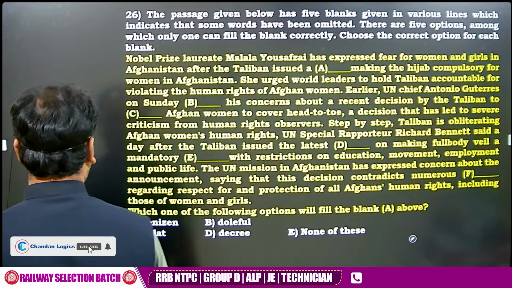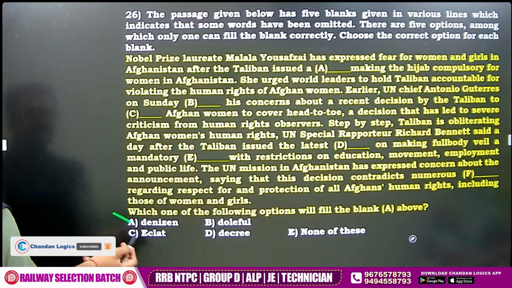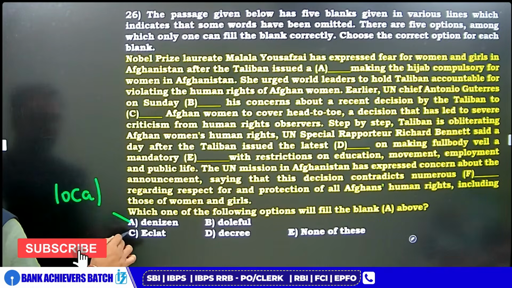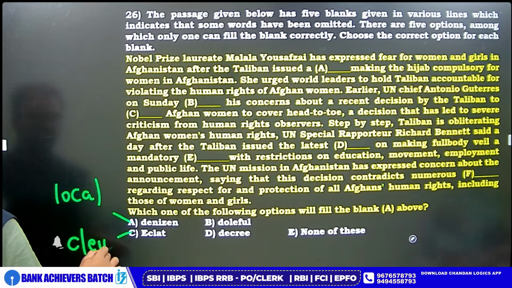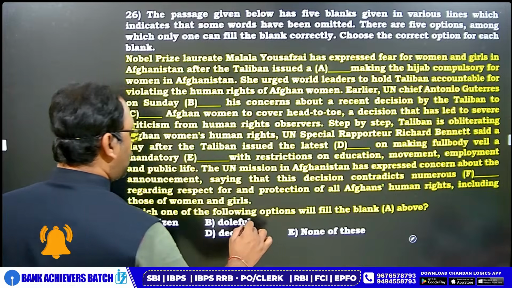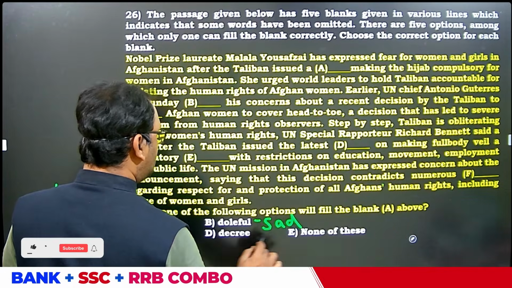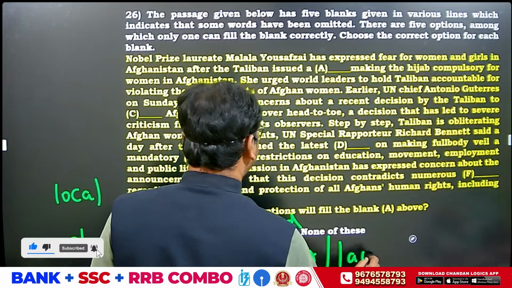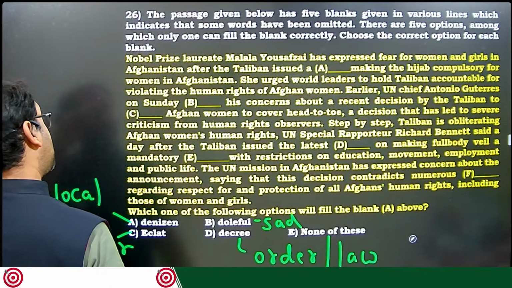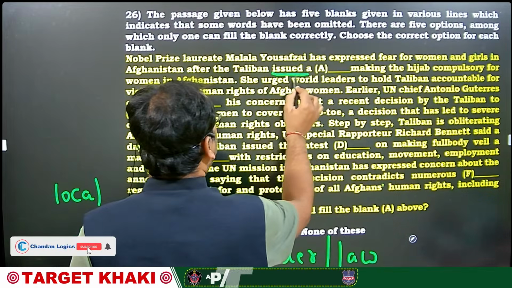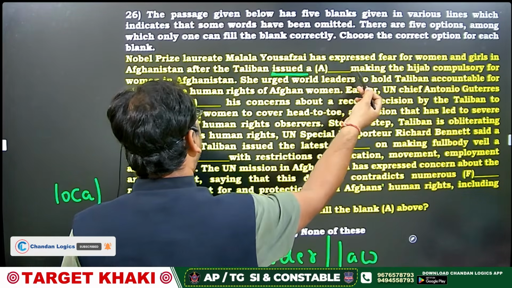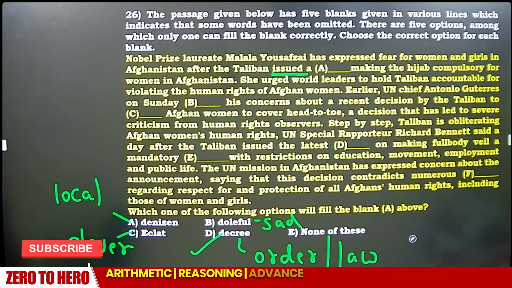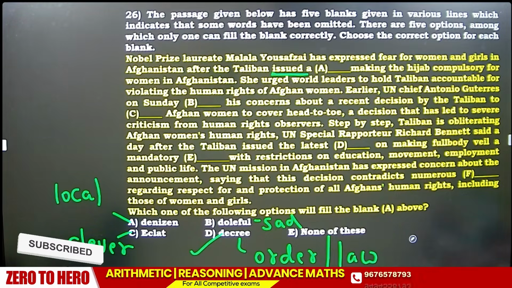I'll explain the vocabulary here. So denizen means anybody who is local, inhabitant. Eclat means very clever, very brilliant. Okay. So doleful is very sad. Decree means order. Decree means a law. See, here issued. So when we see the word issued a law, issue an order, so issue a decree. Issue a law, issue an order, issue a decree.